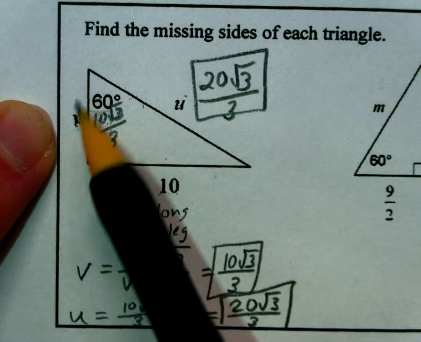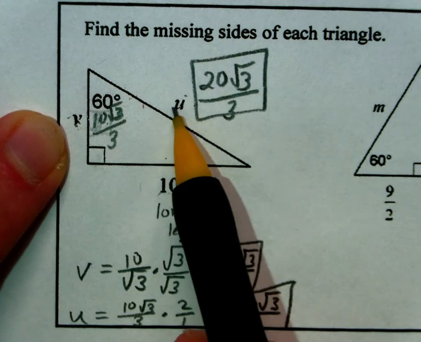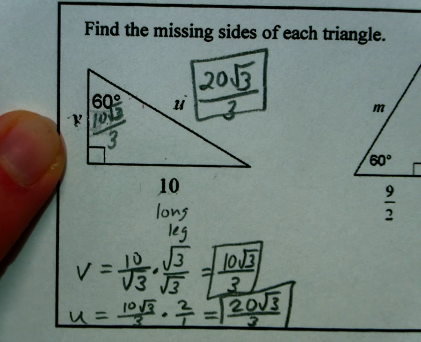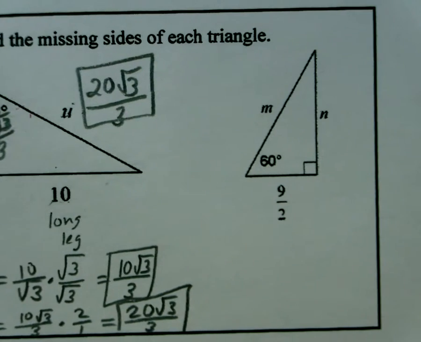And then to get the hypotenuse, you go from short leg to hypotenuse by multiplying by 2. That's probably one of the hardest types of problems you're going to see. The next one's not quite so bad, but it has a fraction in it.